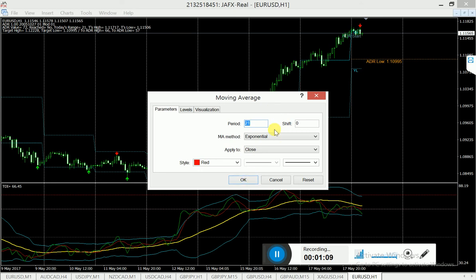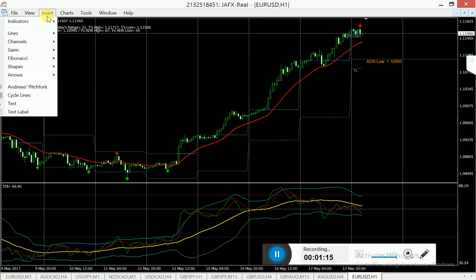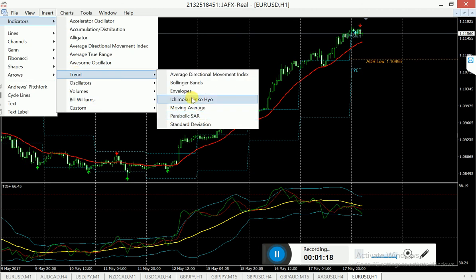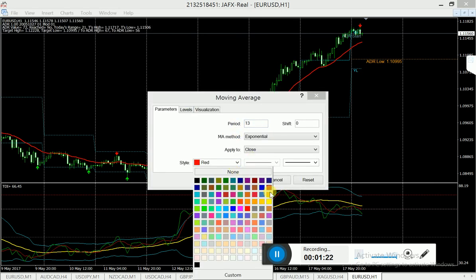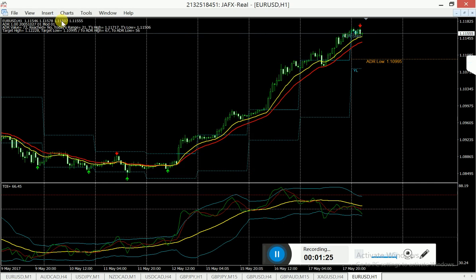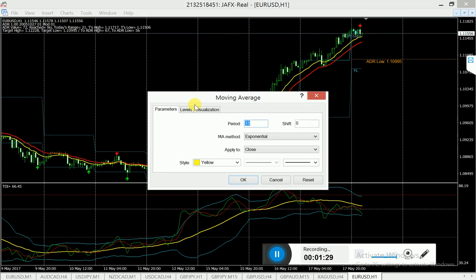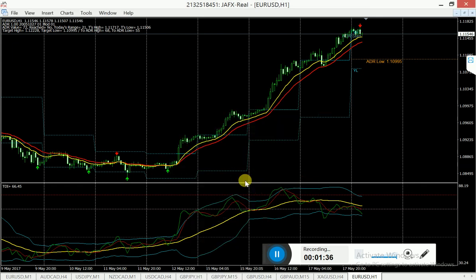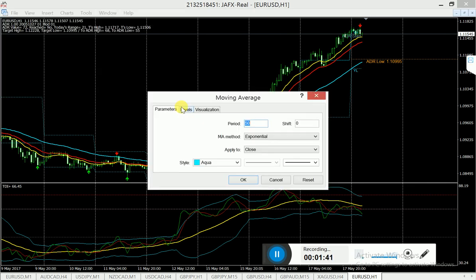All right, first moving average 21, shift 0, exponential, close. We're going to make that red. Then we'll go in here for another one, trend, moving average 13. Let's make that yellow. Again, trend, moving average 50. We'll make that aqua. Again, trend, moving average 200.